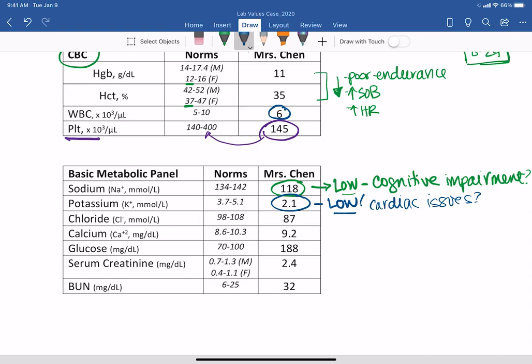Chloride is low, which makes sense because it's with its buddy, sodium. All right, calcium. Calcium is in the normal range. So nothing new to add to my plate to think about for calcium.